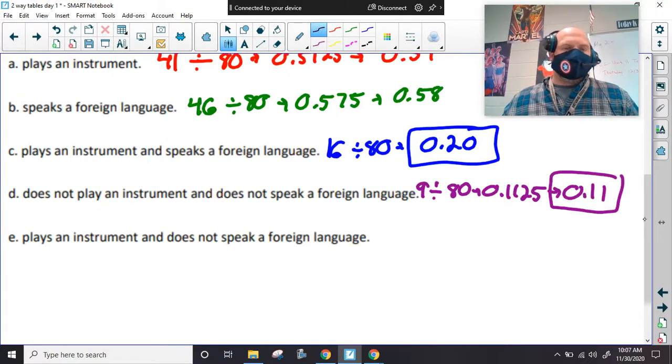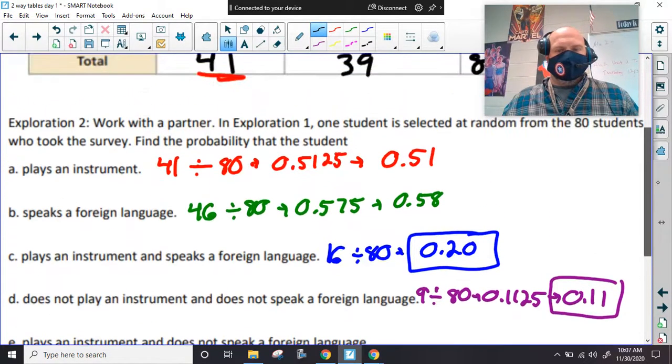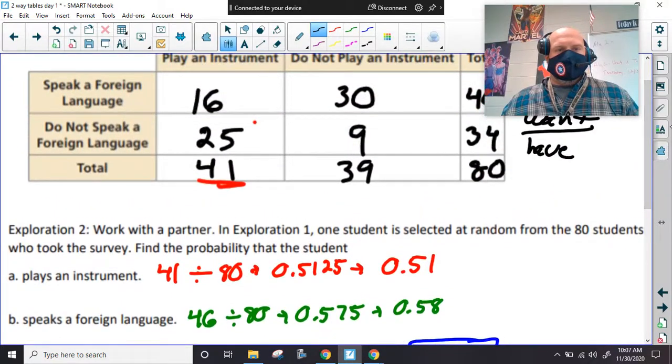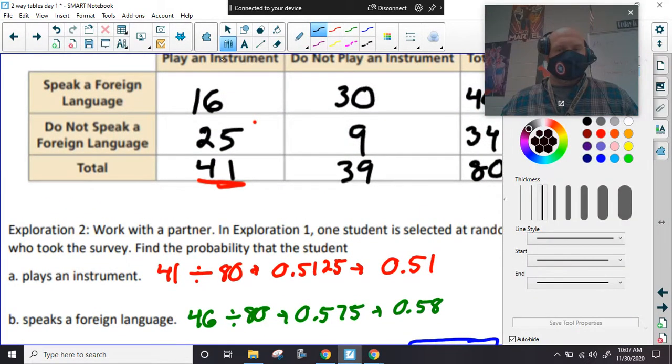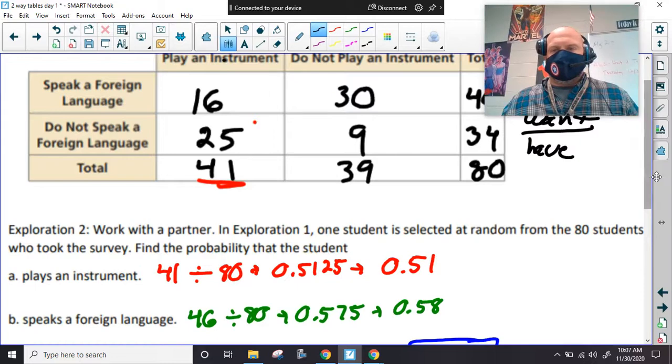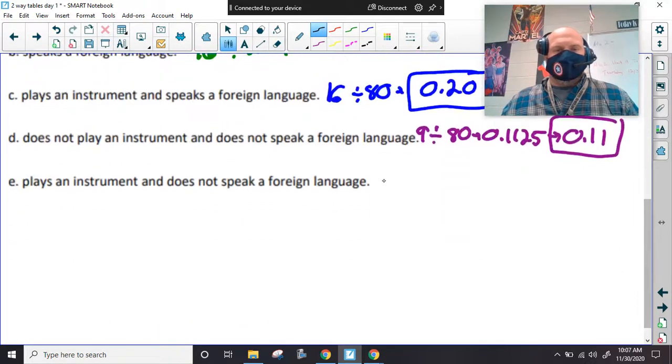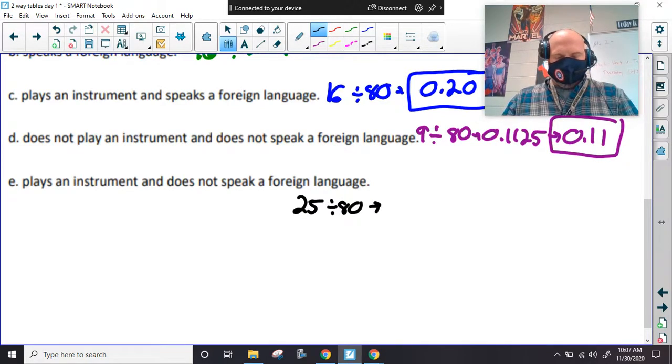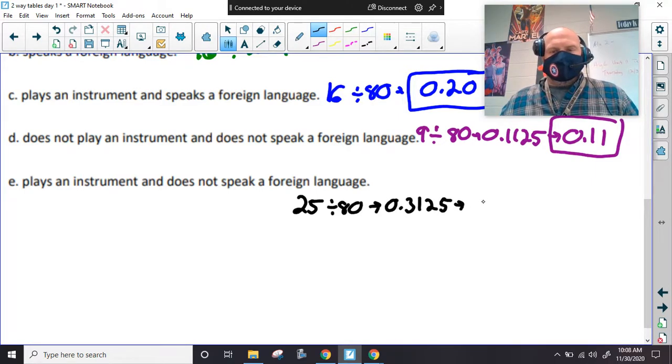And then plays an instrument and does not speak a foreign language. So that's this column right here, plays an instrument, does not speak a foreign language. So that's going to be 25 divided by 80. Okay, so 25 divided by 80. We get 0.3125, and we're just going to say this is 0.31.